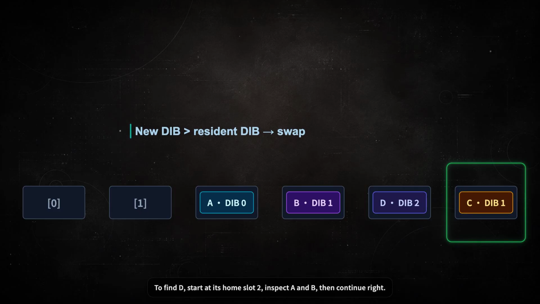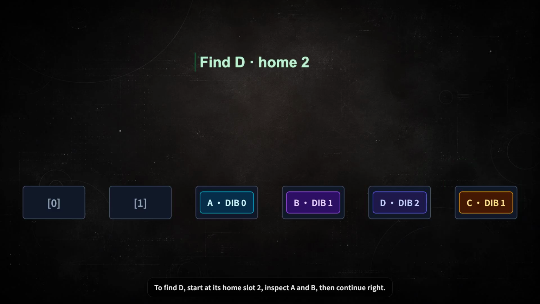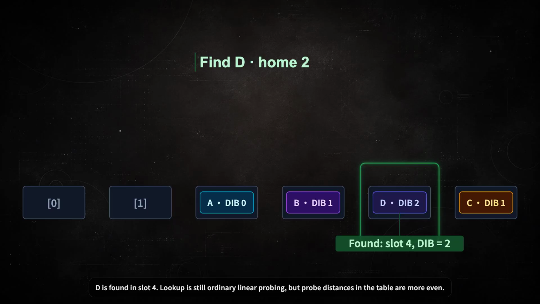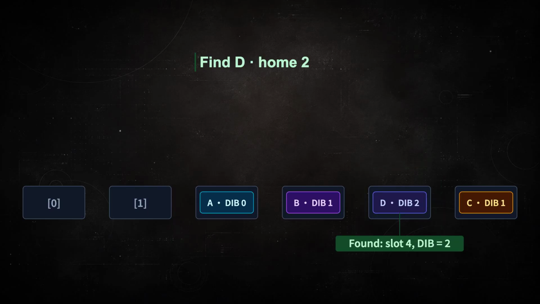To find D, start at its home slot 2, inspect A and B, then continue right. D is found in slot 4. Lookup is still ordinary linear probing, but probe distances in the table are more even.